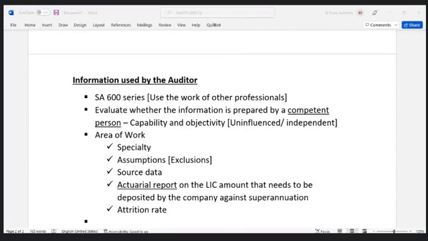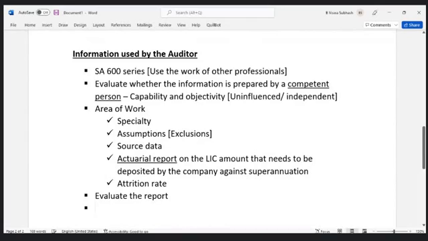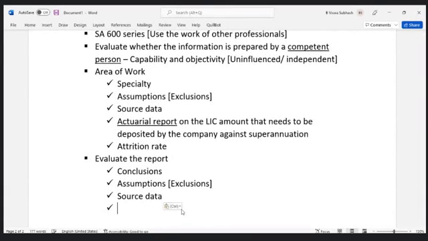Next, evaluate the report. Finally, what we need to check is whether the conclusions given in the report, whether the source data, assumptions, and conclusions given in the report match with the regular understanding that you have, the regular analysis that you make.